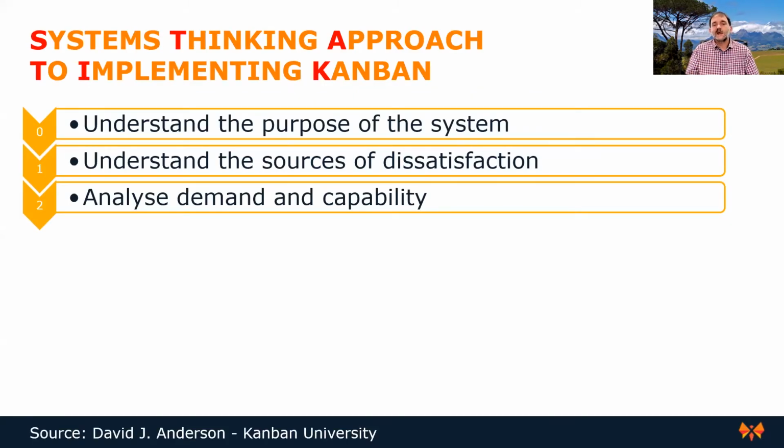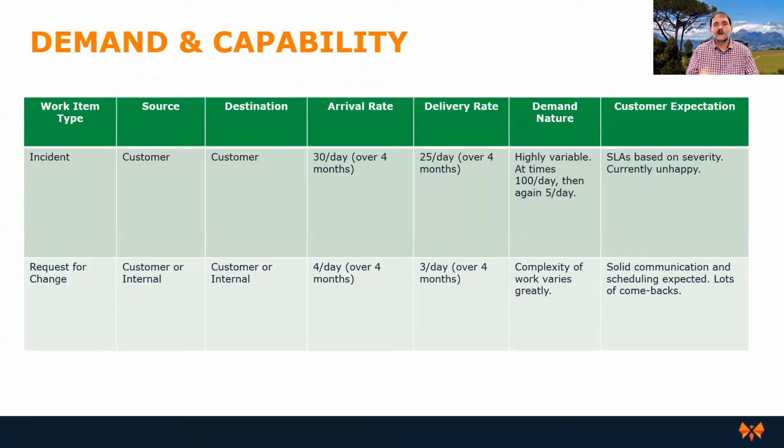The next one is analyzing the demand and our capability. And here I've given you an example, for example, 2 work item types. Who is bringing them in? For whom are they going to be delivered? And then also, what's the arrival rate? What's our current capacity? And a few other things.